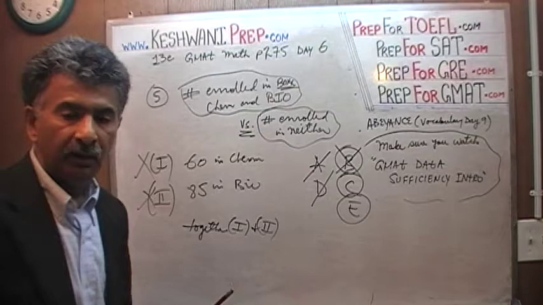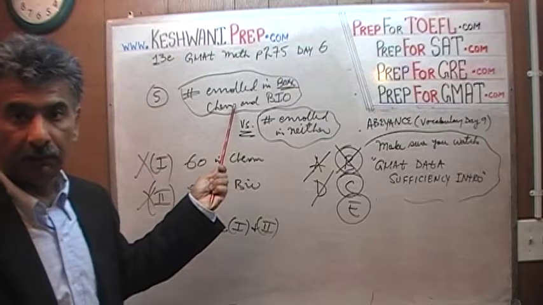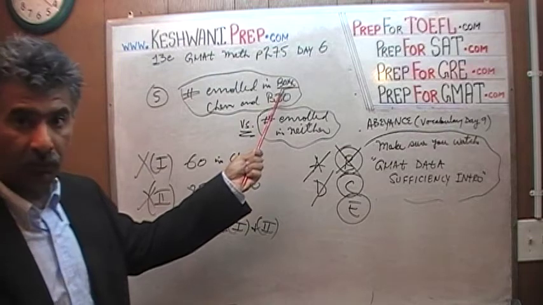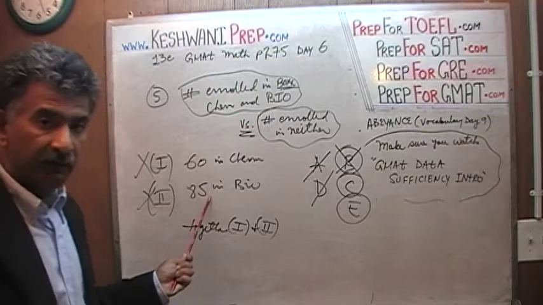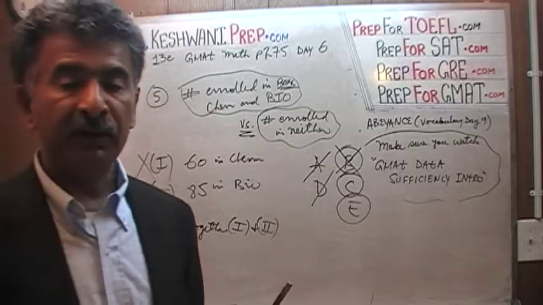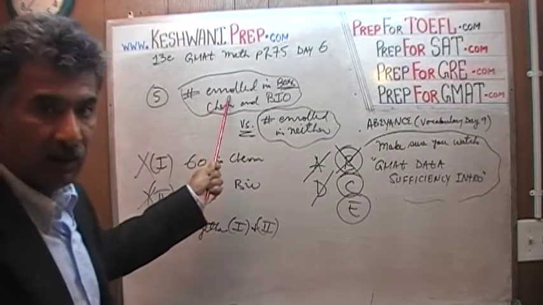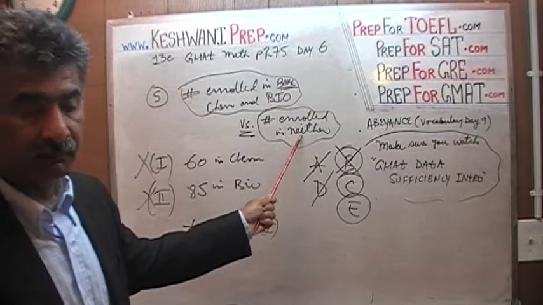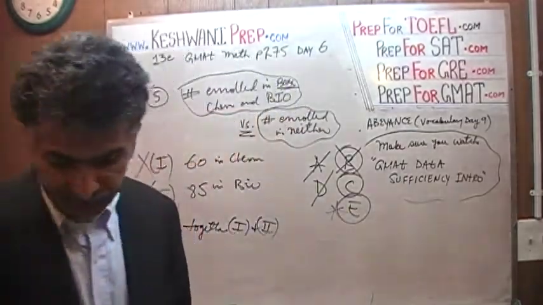That does not enable us to ascertain how many of them are taking neither, to say nothing of the fact that we still have to figure out this quantity. But even if we could figure out how many of them are taking both, which we cannot here, all we know is that 60 of them are taking chemistry, 85 of them are taking biology. These two bits of information do not tell us how many of them are taking both. But even if we did know that part, it doesn't alter the fact that we still do not know how many of them are taking neither. Putting the two of them together doesn't do anything. The answer is E.